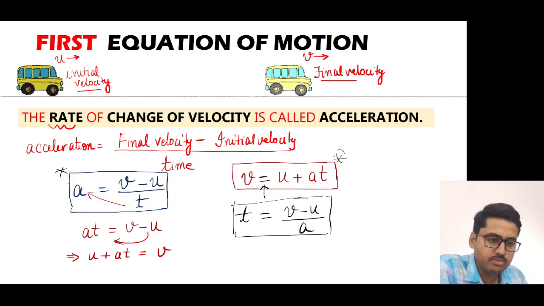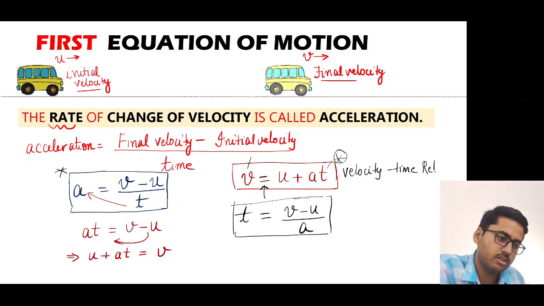But this one is very popular because it has got a name. We call this the velocity time relation. V for velocity, T for time. So this equation is also called the velocity time relation. Okay, I hope it is clear.